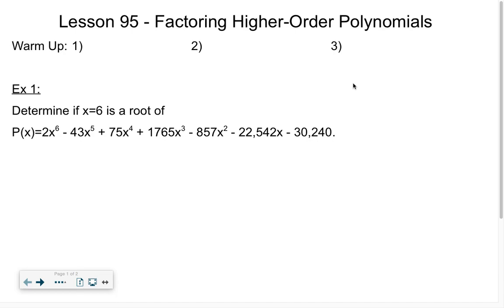So we're looking at polynomials that obviously have a greater degree. Here we're looking at one that has a degree of 5. And we are asking the question, determine if 6 is going to be a root of the following polynomial.